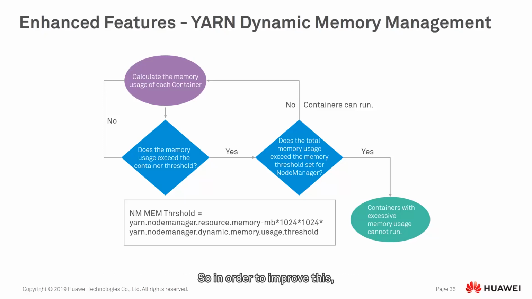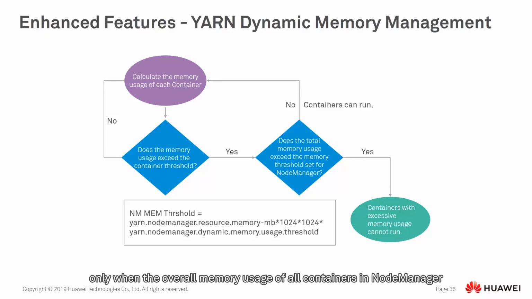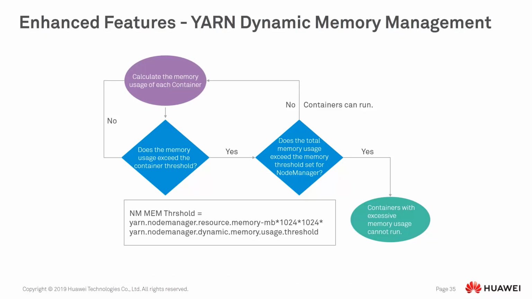So in order to improve this, Fusion Insight adds another judgment method, which is to queue overused containers only when the overall memory usage of all containers in Node Manager reaches a certain threshold value. This value is the memory threshold set for Node Manager, which can be calculated as follows.